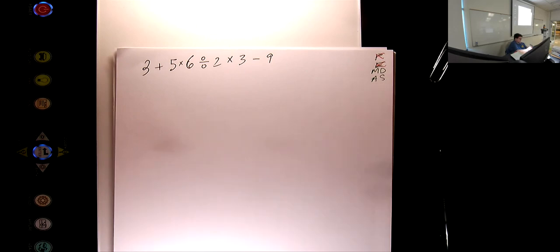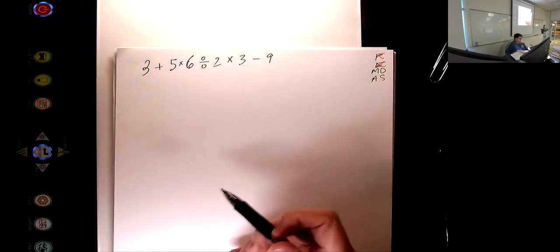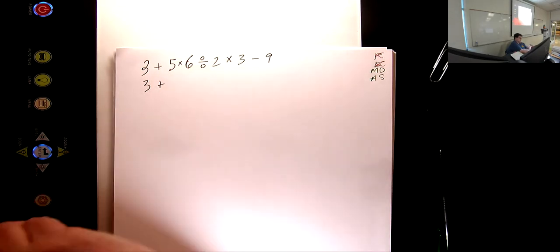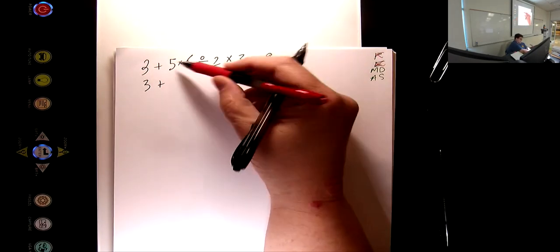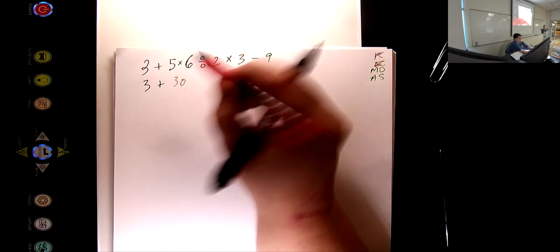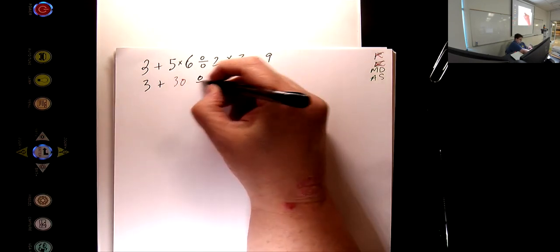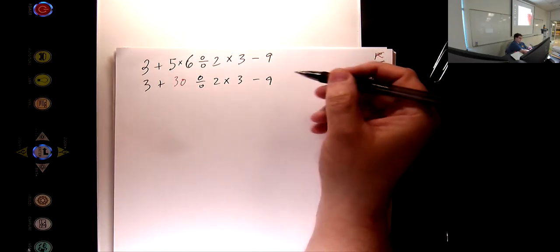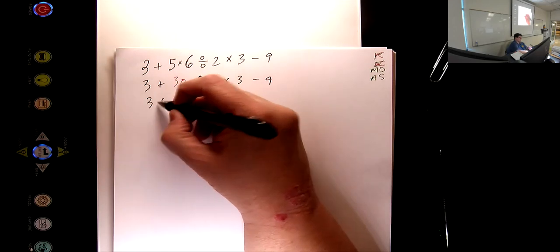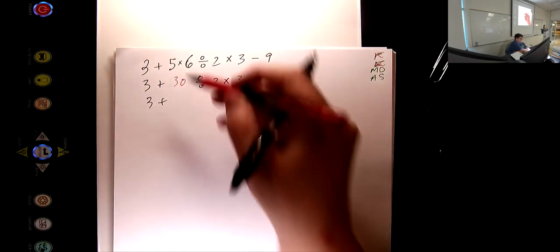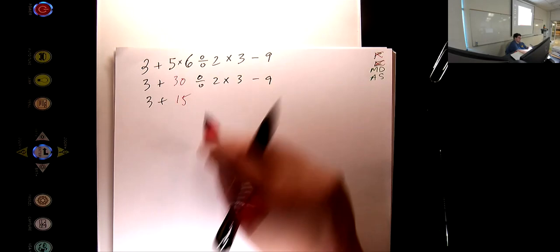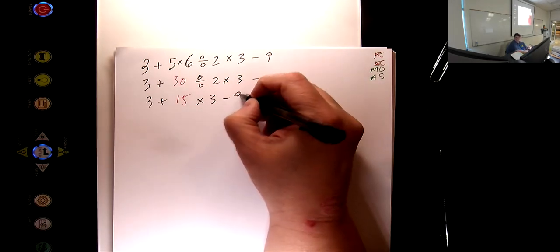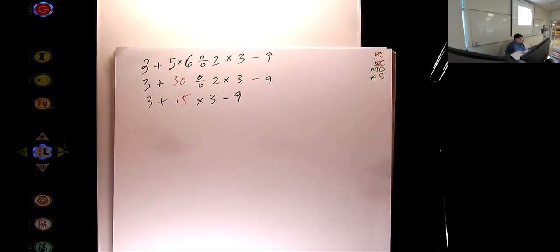Now, multiplication and division happen at the same time, so we're gonna go left to right. I'm only gonna change one part at a time. 5 times 6 comes first. And I still have more multiplication and division, so I will keep going. 30 divided by 2 is 15. The part that's changing each line is in red. I don't know if that shows up well on Zoom. I hope it does.